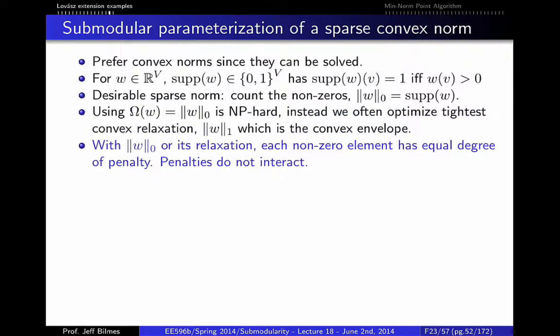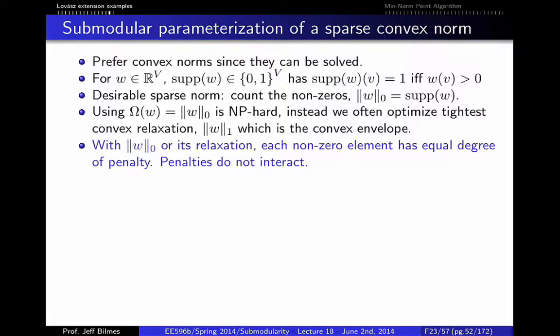Okay. But on the other hand, the 0 norm is not so good for the following reason. If we take the 0 norm or the 1 norm, or even any of the p norms, each non-zero element has the same degree of penalty. So let's say element 5 becomes non-zero, then you pay a penalty of 1. And element 7 becomes non-zero, a penalty of 1. But most importantly, the penalties don't interact.